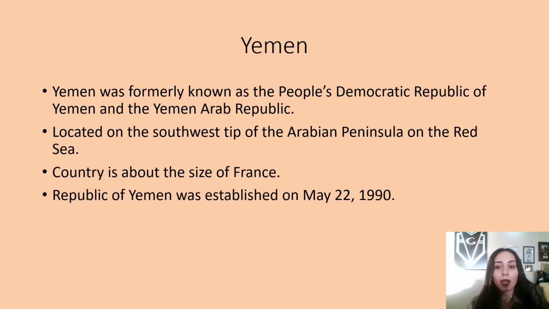So this is a little background information on Yemen. Yemen was formerly known as the People's Democratic Republic of Yemen and the Yemen Arab Republic. It's located on the southwest tip of the Arabian Peninsula on the Red Sea, and it's about the size of France. The country was established as the country itself on May 22nd, 1990. So it's not even that old of a country.